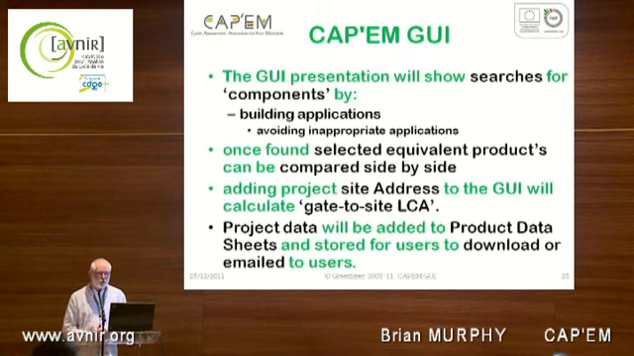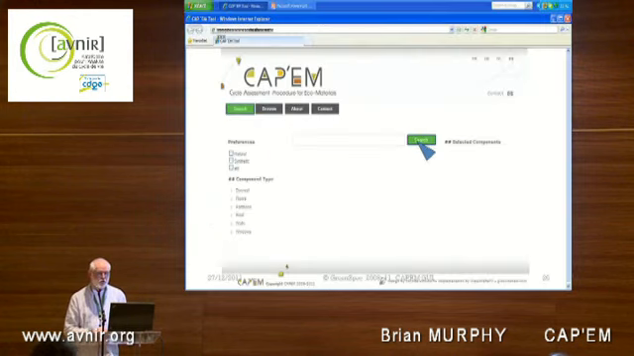Once we've found the appropriate materials for a particular application, you can then compare their properties side by side. And then by adding your site address or site postcode, you will then get your gate to site LCA, all done very simply through the website. And the end result for the end user is project data sheets, which will have the gate to site LCA automatically pasted in them. So this is a quick spin around the website.